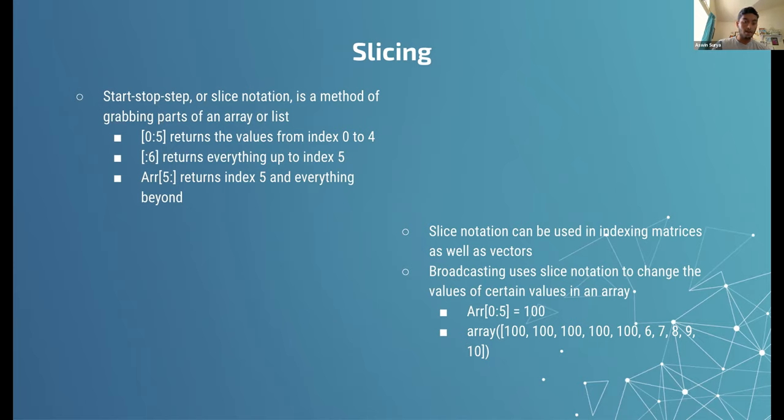There's a thing called broadcasting, which uses slice notation to change the values of certain elements in an array. Let's say you have an array with values 1, 2, 3, 4, 5, 6, 7, 8, 9, 10, and then you call array 0 to 5 has to be 100. That means all of the elements from index 0 to index 4 will all be equal to 100.